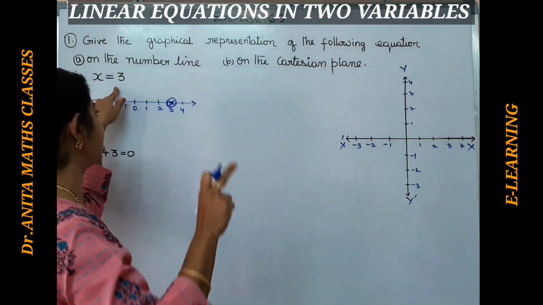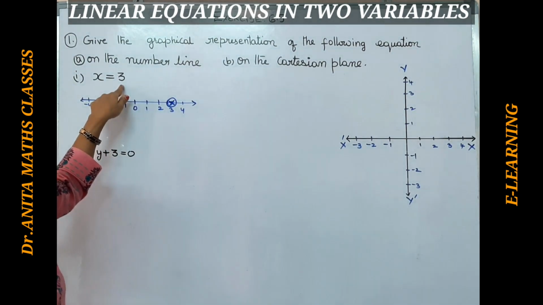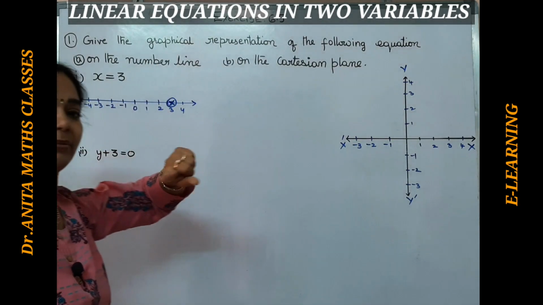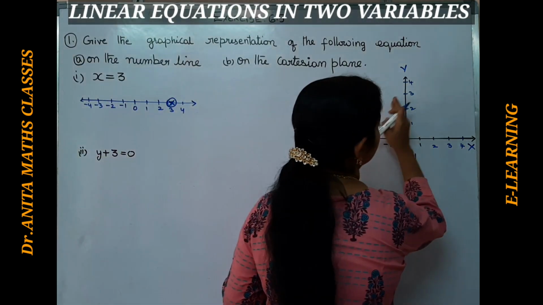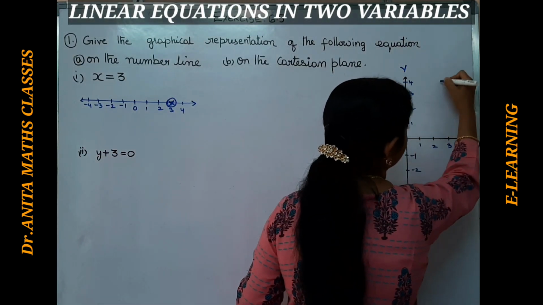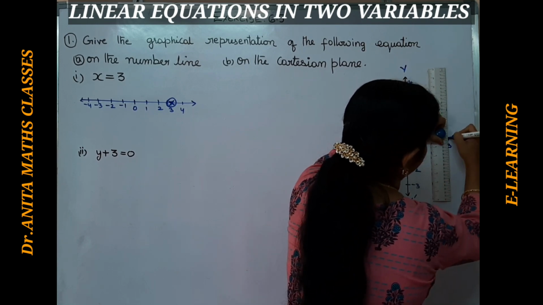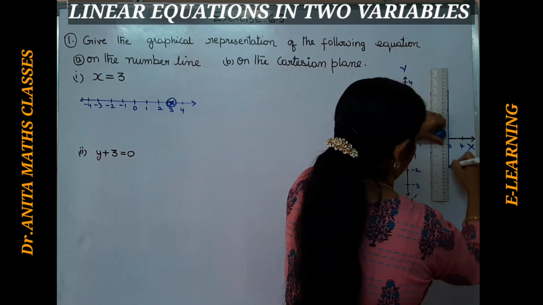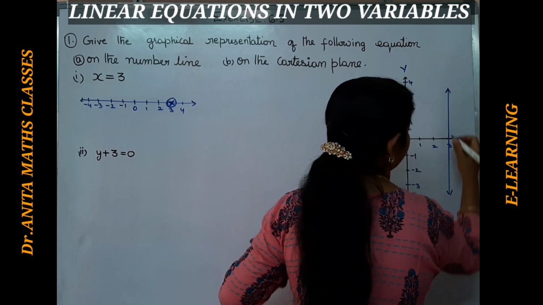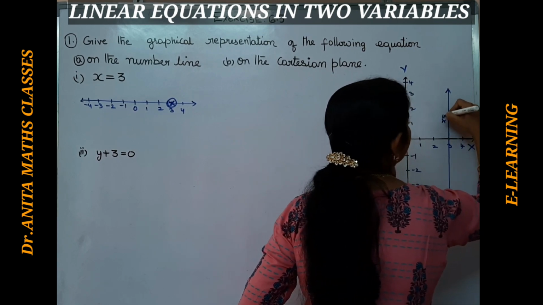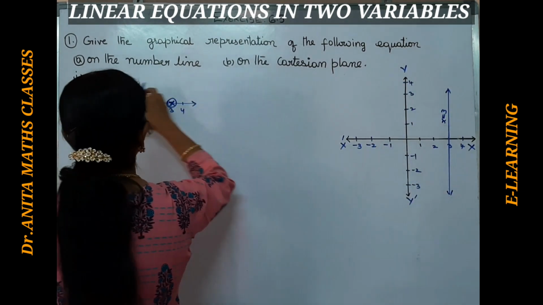So remember the opposite of that, that means this is a line parallel to the y-axis. So x equal to 3 means, remember the opposite, that is a line parallel to the y-axis. So the line parallel to the y-axis is here, this one, and x equal to 3. So with a scale, draw a line like this, which is parallel to the y-axis. So this is called the x equal to 3 line, the equation of the line. So we have completed the first one, x equal to 3.